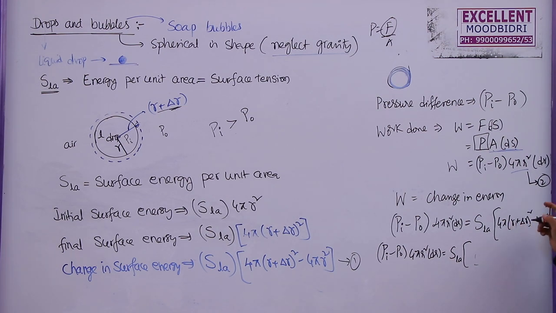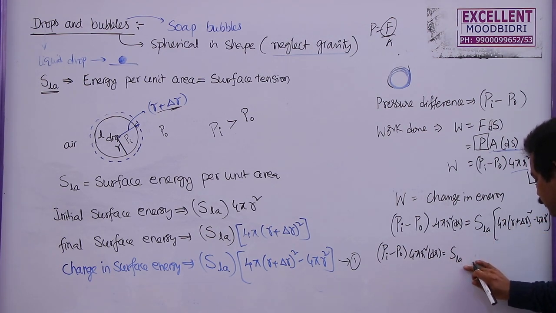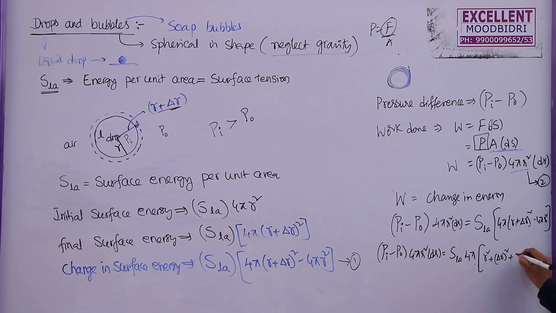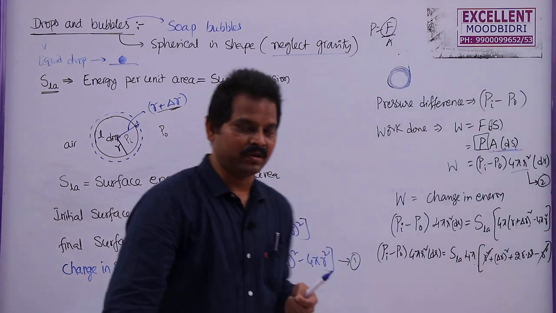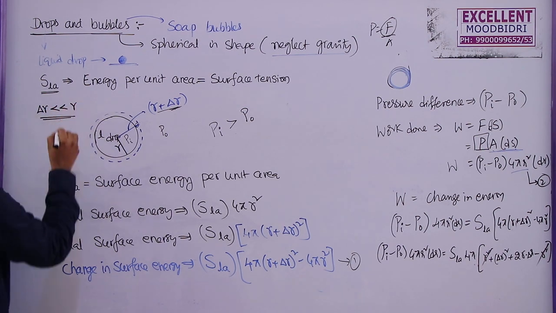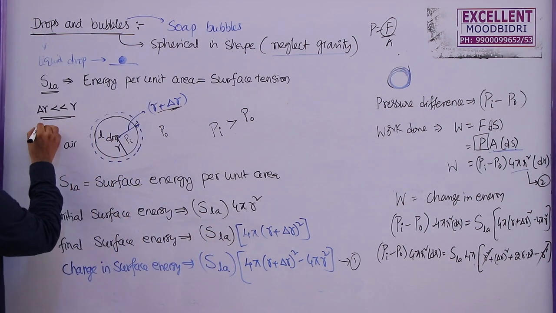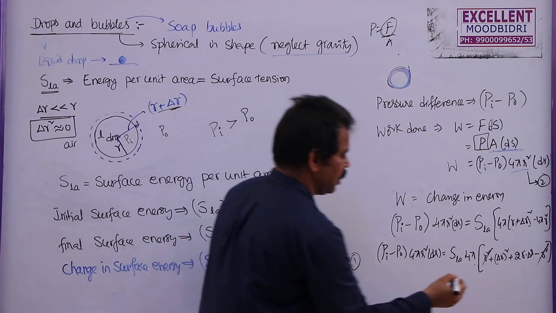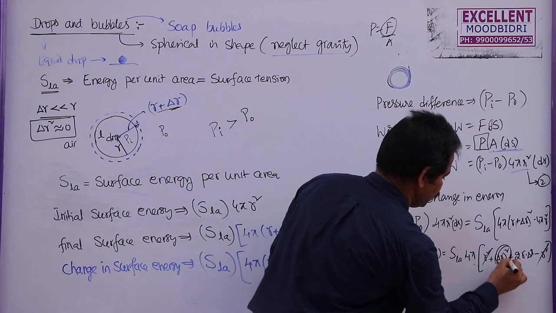Now this is (a plus b) whole square. Bring 4 pi outside, with the remaining r square plus delta r square plus 2r delta r minus r square. This r square and this r square get cancelled. Delta r is very small when compared to r; the change in the radius is much lesser than the radius of the drop. That's why delta r square will be negligible and equal to 0. So I am making delta r square 0 here.